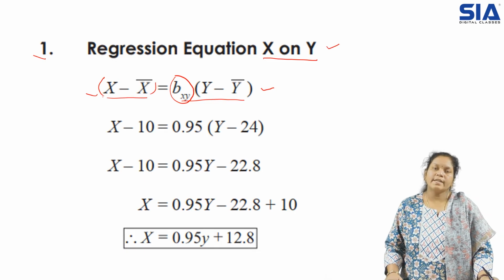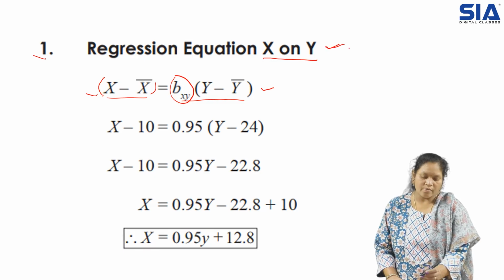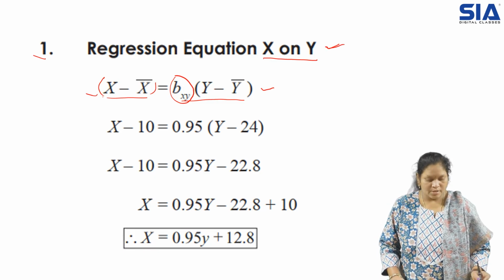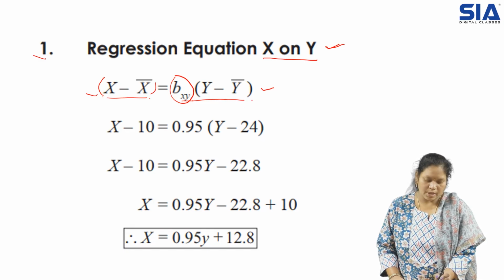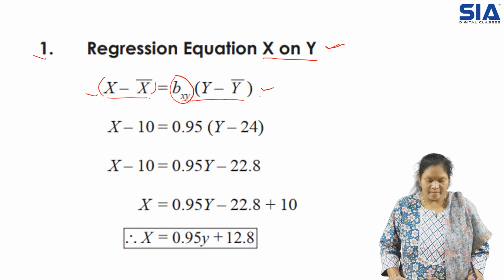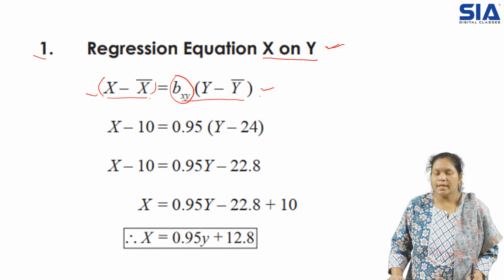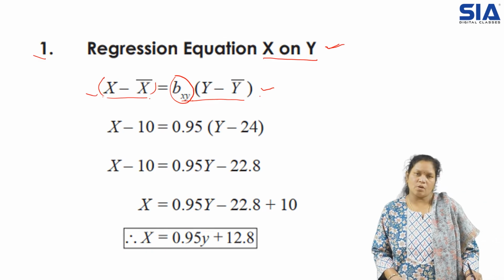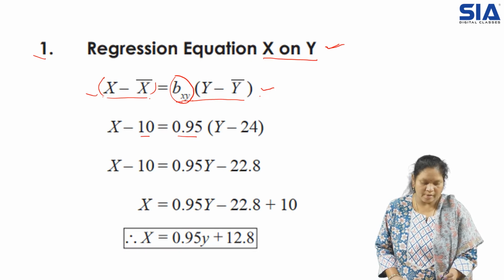Now let us go for regression equations. First equation I am considering is the regression equation x on y. The x on y formula we discussed, right? That is x minus x bar is equal to bxy into y minus y bar. So this is the formula I have. I have the x bar value, the y bar value as well as the bxy value. All the values are in our hand. Now let us substitute and get the answer for the regression equation x on y. So x bar, remember, 10 we got. So x minus 10 is equal to 0.95, that is your bxy value, into y minus y bar, which is 24.